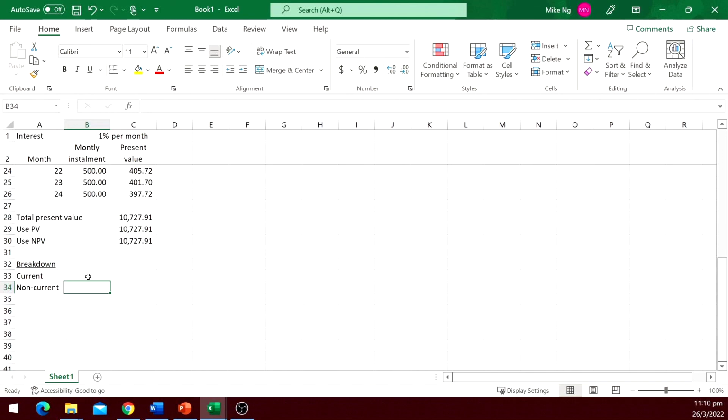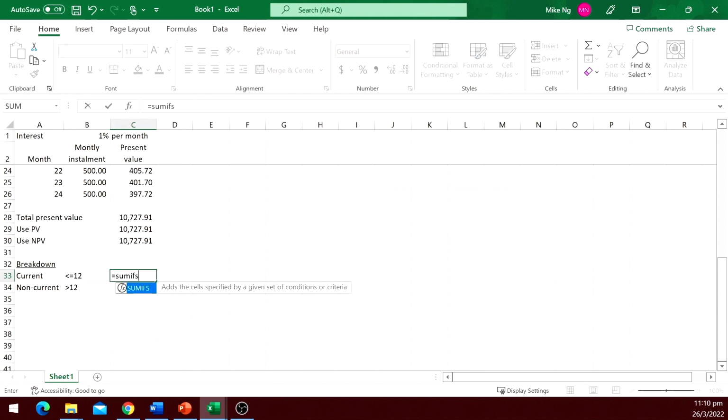So personally, I don't think that is the correct way of doing segregation. In more technical terms, by doing so, the current portion is not at amortized cost. Using this table, what we should do is to sum the present value of those payments within the next 12 months. That is the current portion, and the remainder is the non-current portion. We can use SUMIFS. In column B, we indicate less than or equal to 12 for current and more than 12 for non-current.